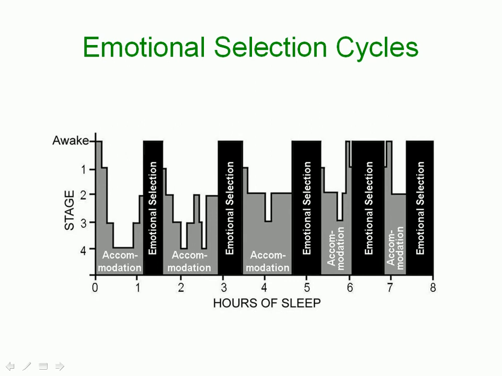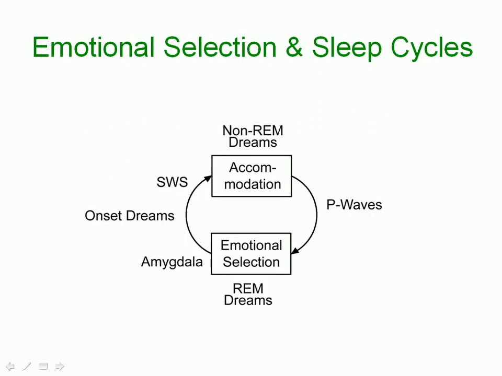So here's the mapping of the non-REM-REM cycle to emotional selection. The non-REM phase is when the accommodation, or the modifications to the schemas, occurs, and then emotional selection occurs during the REM period. Here's the same mapping that we just discussed, only mapped to the cycle.